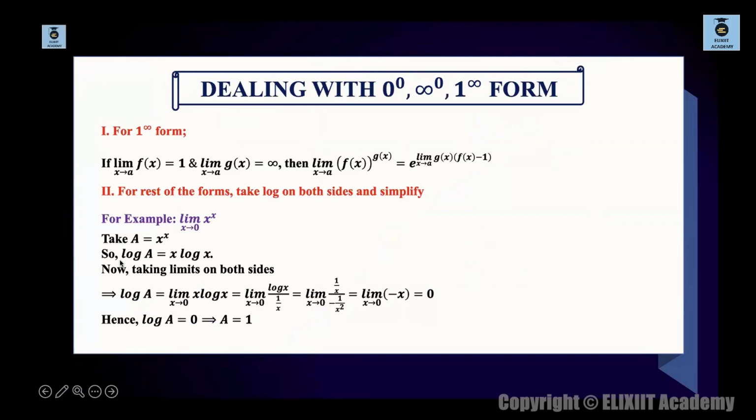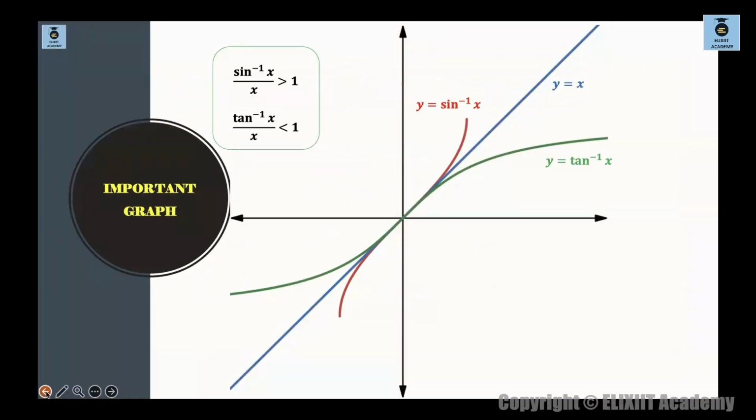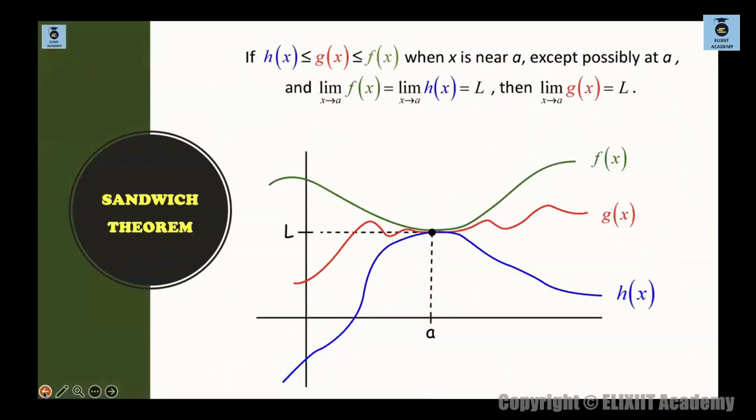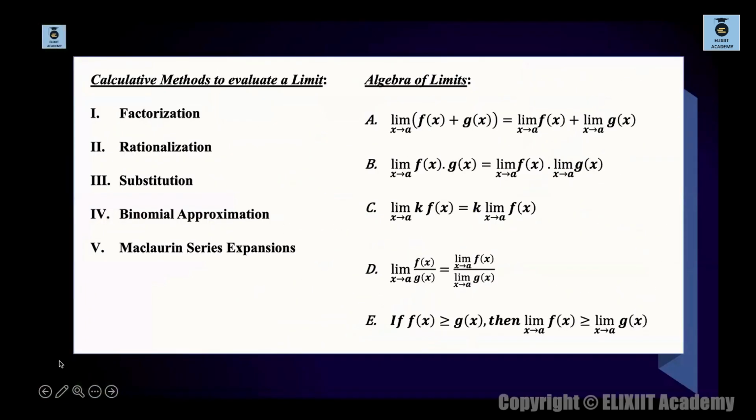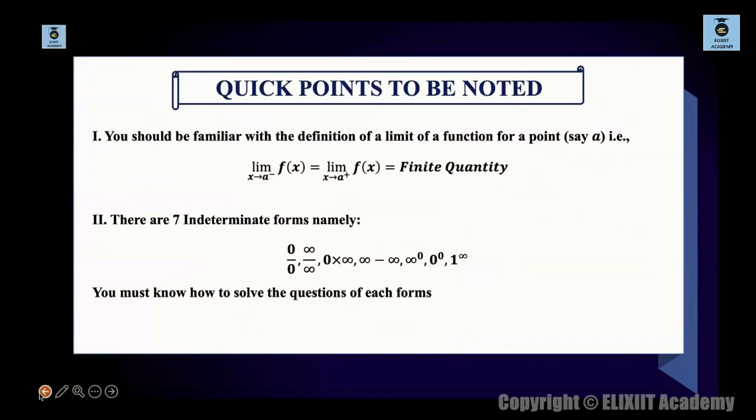So far, we were discussing all those standard forms, like 0 by 0 form, infinity by infinity, and how to solve questions of those forms. These are basically the main steps: factorization, rationalization, binomial approximation, and all sorts of things. These are standard methods to solve questions of 0 by 0 form. These first 4 forms, you will use these for them. We have these fixed methods.